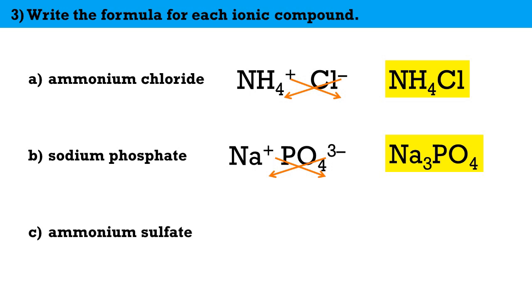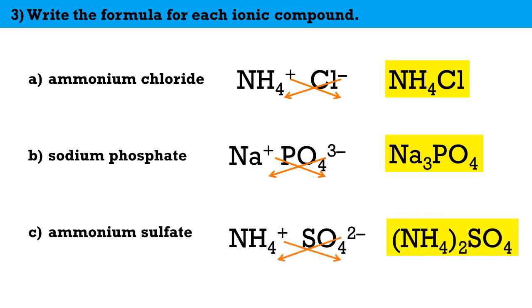Letter C, ammonium sulfate. The formula of ammonium is NH4+, while the formula of sulfate is SO4 2-. By using the crisscross method, the formula will become (NH4)2SO4. Ang ratio ng subscripts ay 2:1. This is already the smallest whole number ratio, so this is the correct chemical formula.